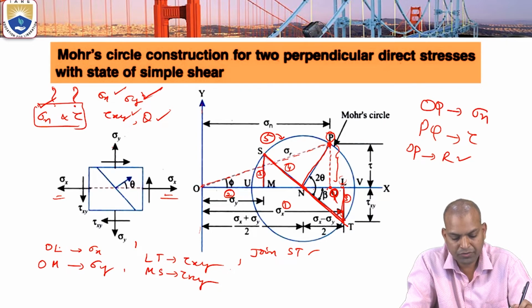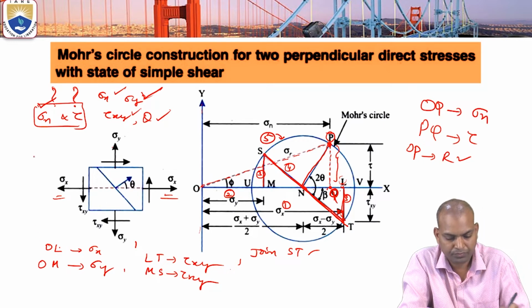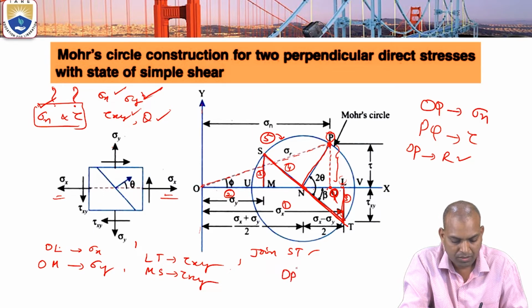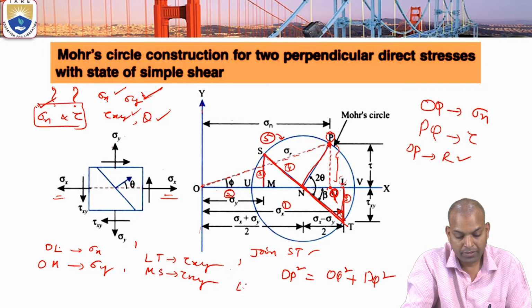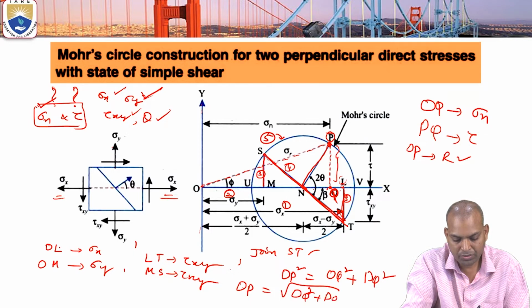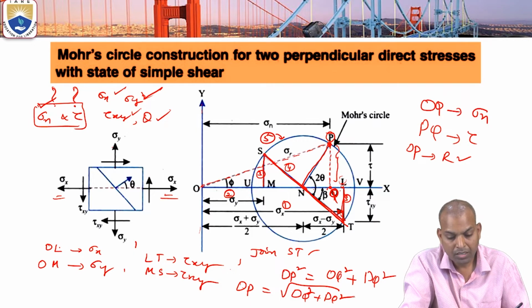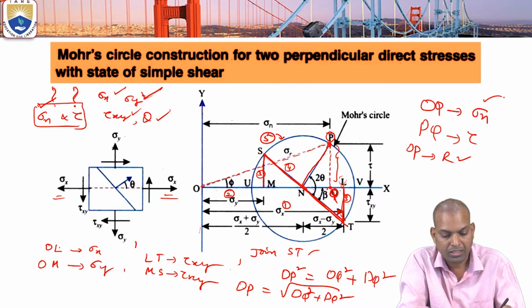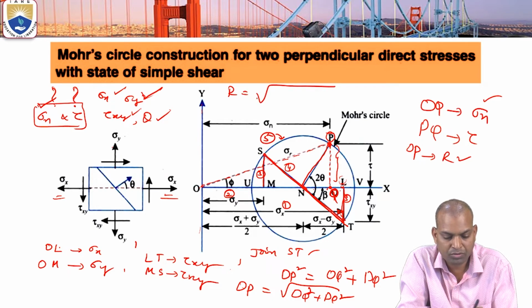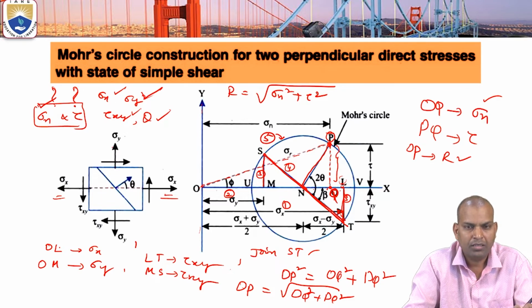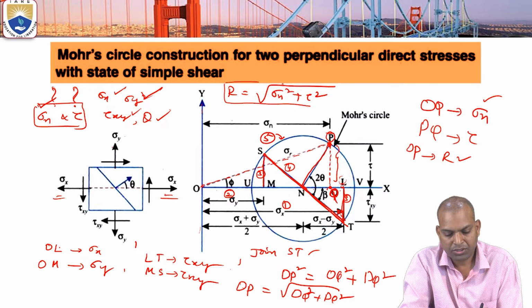Now from this figure, OP square equals OQ square plus PQ square. From that, OP equals the square root of OQ square plus PQ square. What is OQ? OQ is nothing but sigma n. So the resultant R equals the square root of sigma n square plus tau square. So this is the resultant stress.